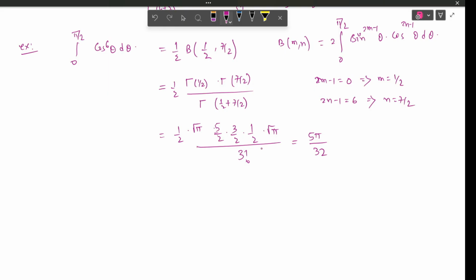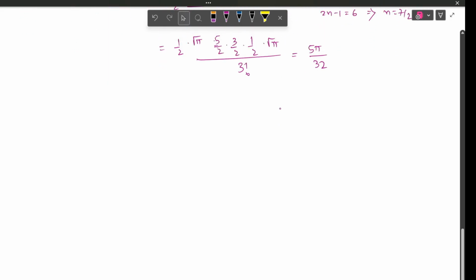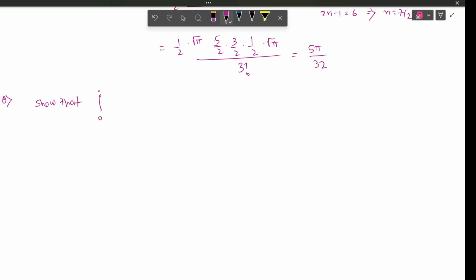So I think you have got the point how to evaluate this. Now let's see some questions. Our first question is, show that the integration from 0 to infinity of e to the power minus 4x into x to the power 3 by 2 dx is 3 by 128 root pi. Okay, so let's see the answer.